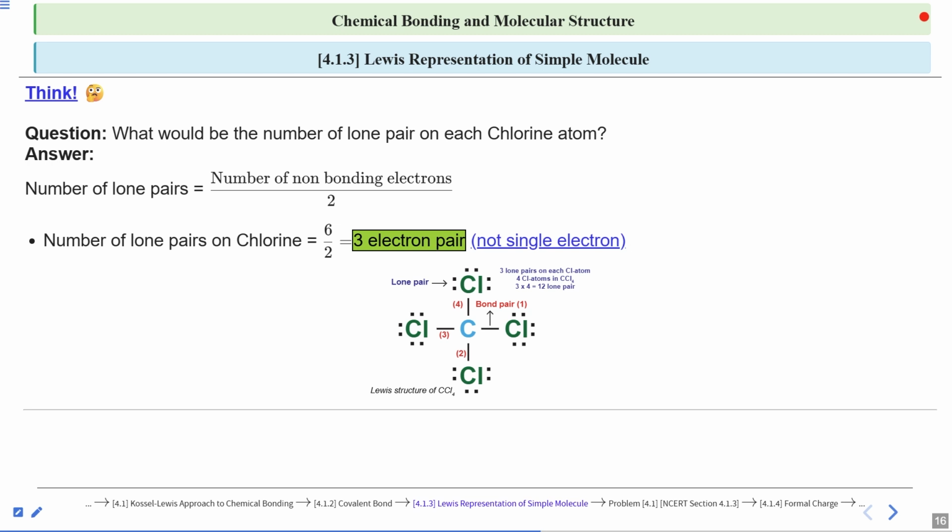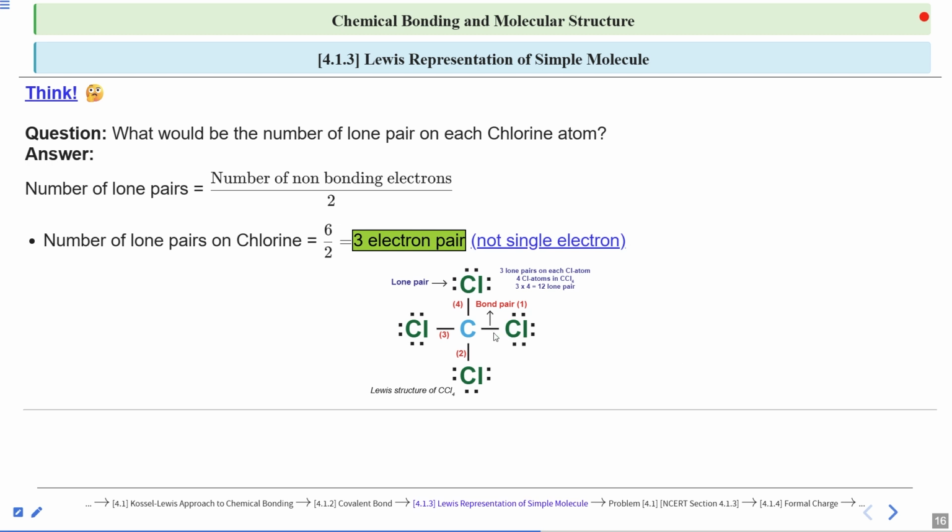Yes. So the question can be framed in this way to make it complicated: what is the total number of lone pairs possible in CCl4? So for total CCl4, how many lone pairs are possible? If one is carrying 3 lone pairs, it's very simple, just multiply with the 4. So 4 multiplied by 3, that means 8 lone pairs. 4 threes is 12, not 8. 12 lone pairs are possible for this CCl4.